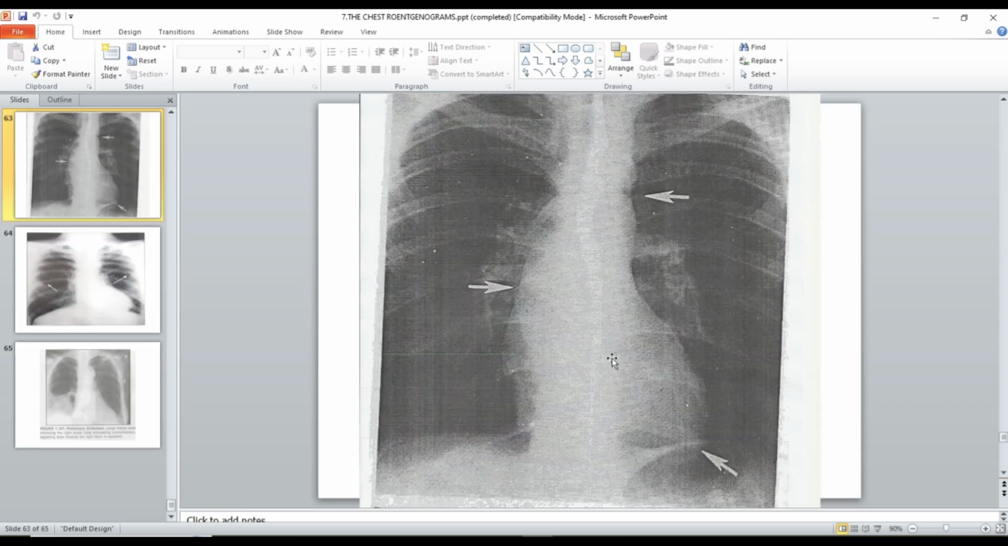Coarctation of aorta. This is the coarctation of the aorta. This is the ascending aorta, widened, seen going up. This is ascending, thickened, widened. This is the coarctation, and after this is the descending aorta.